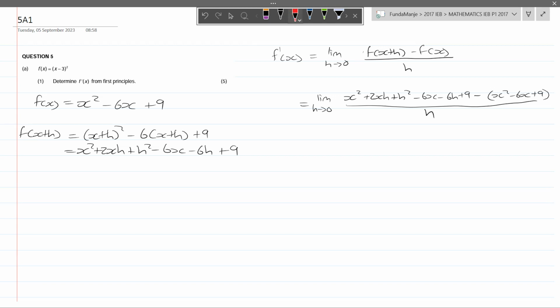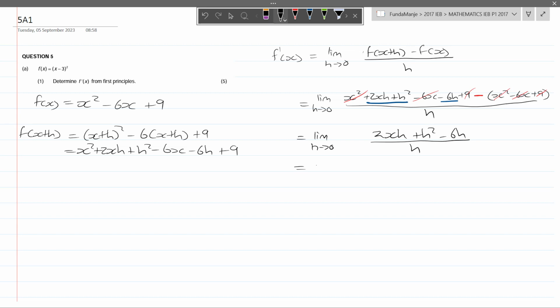So now it's time to look for things to cancel. Starting with x squared, it will be minus x squared. And then we also have minus 6x here, but it will be plus 6x, and here there's a minus 6x. So these two cancel. Then we have a positive 9 and a minus 9, so that cancels as well. And then all we are left with is these two terms over here and that other one. So in the following line, we still have the limit as h tends to 0 of 2xh plus h squared minus 6h, all over h.